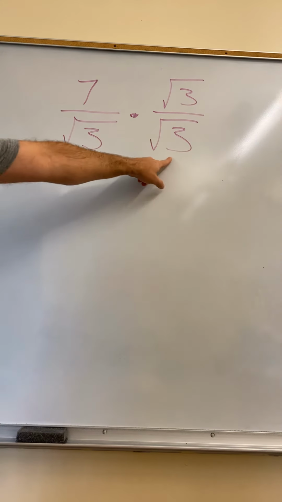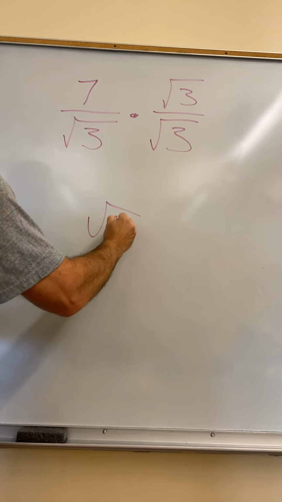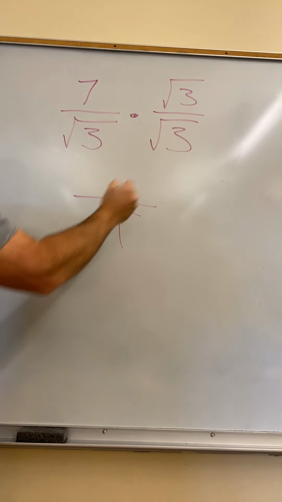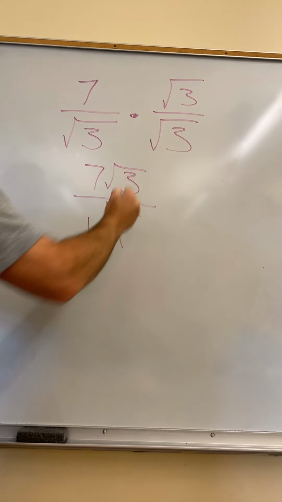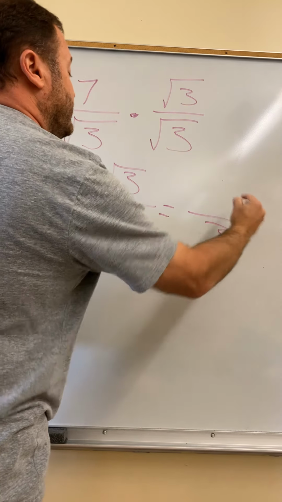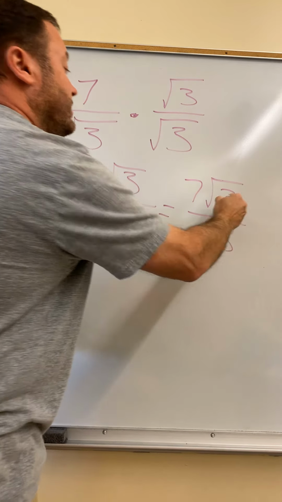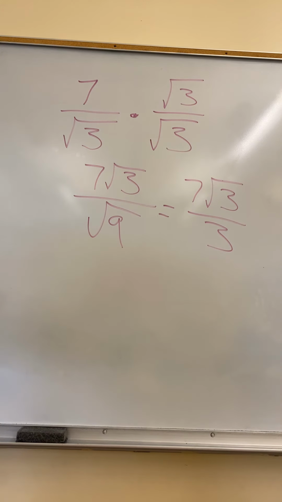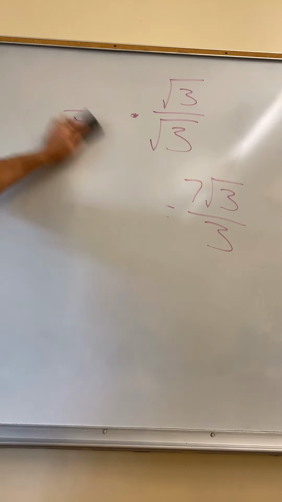Square root of 3 times square root of 3, you get the square root of 9. And 7 times square root of 3 is 7 square root of 3. But what is the square root of 9? It gives me a 3. And that's 7 square root of 3 over 3. So that's what your final answer is going to be after you simplify it. Now here, let me give you one to try.